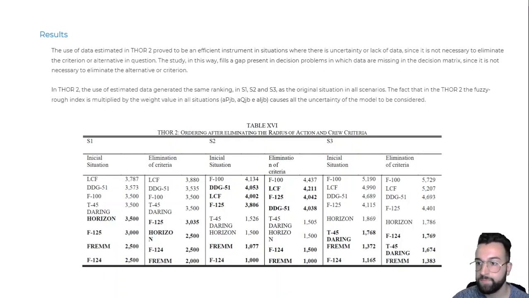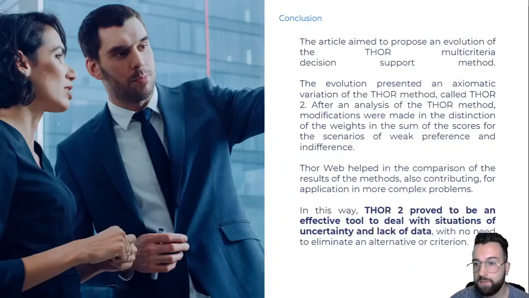Right? Here we can see in this slide the THOR ordering after eliminating the radius of action and crew criteria. All right. In this table, we can see that the maximum speed and radius of action were removed, okay? And there were changes in the ordering of the second compared to the initial situations in another. You can see more details in the article, okay?